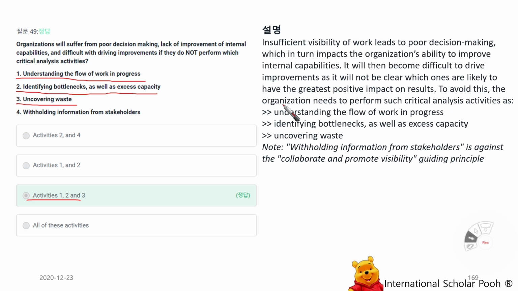To avoid this, the organization needs to perform such critical analysis activities as understanding the flow of work in progress, identifying bottlenecks as well as excess capacity, uncovering waste. Note, withholding information from stakeholders is against the collaborate and promote visibility guiding principle.